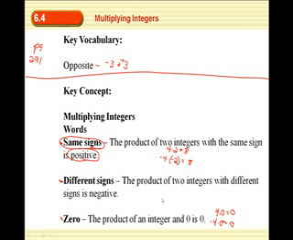We're multiplying. Now, what if the signs are different? So what if it is 4 times -2? Well, when you have different signs, the answer is negative. Or we could switch those around. -4 times 2 is -8.